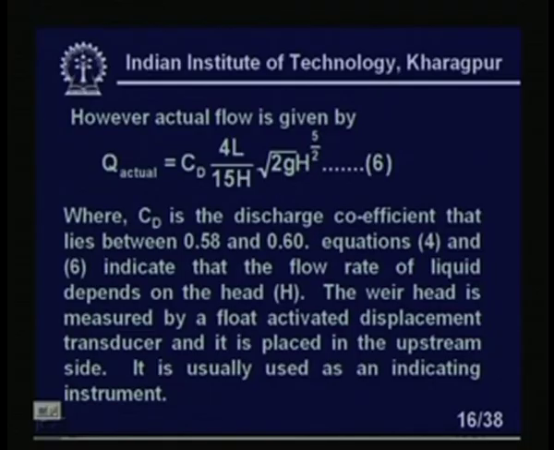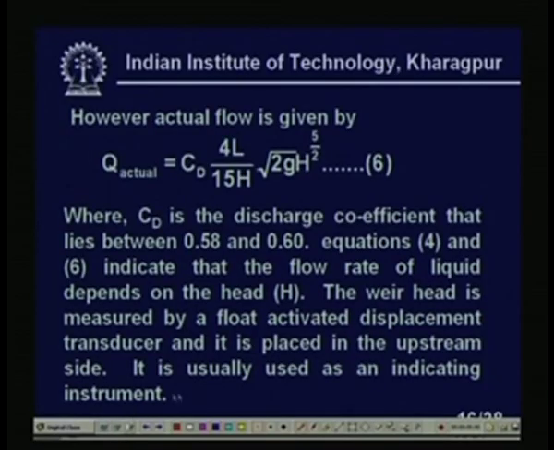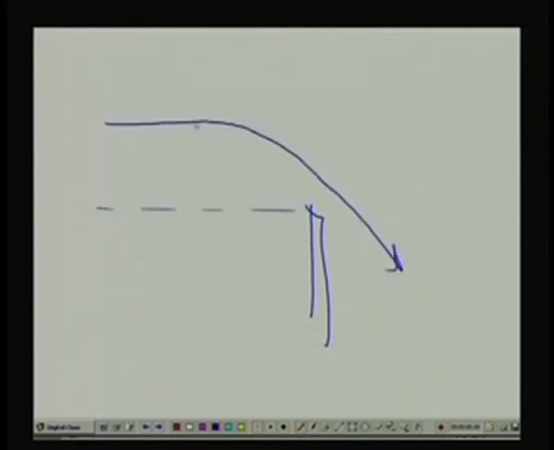Now, equations 4 and 6 indicate that the flow rate of the liquid depends on the head capital H. So, that capital H is to be measured. What is the capital H? That is the upstream height of the flow from the crest of the weir. Very clearly, let us look at H. I have to measure it somehow. I have a liquid flowing like this, undisturbed. So, this H is to be measured.